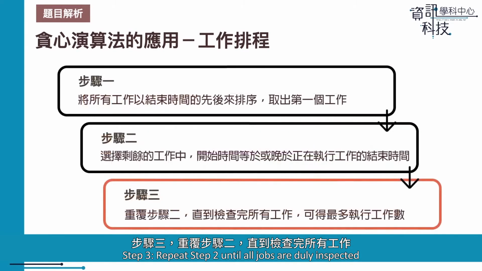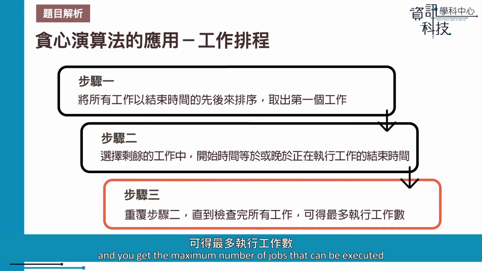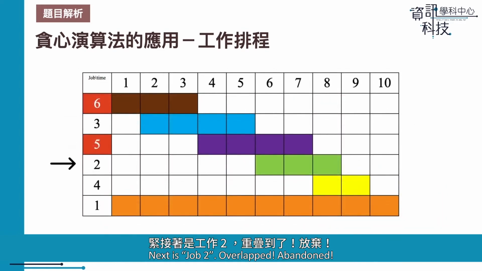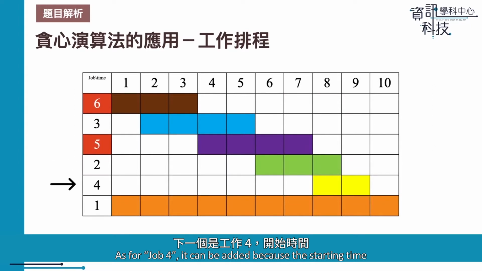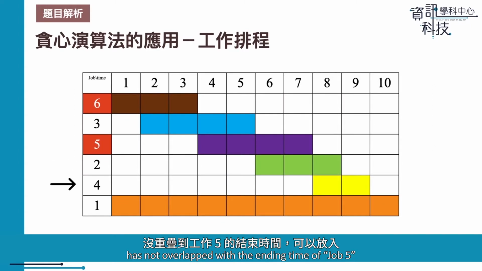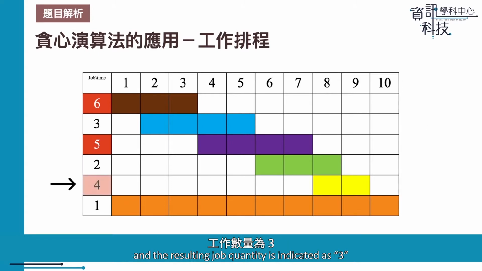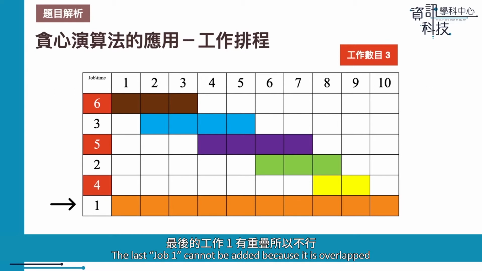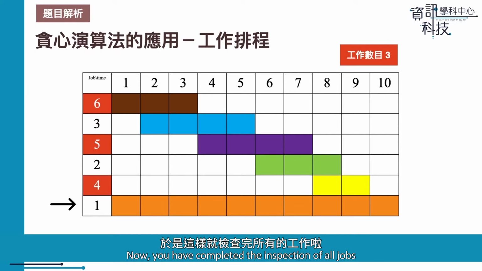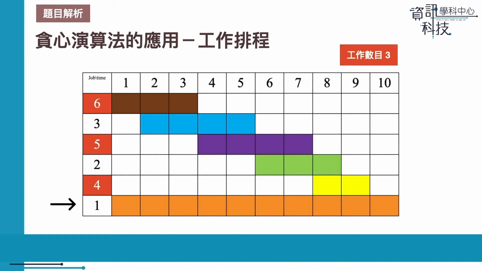Step 3. Repeat step 2 until all jobs are duly inspected and you get the maximum number of jobs that can be executed. Next is job 2, overlapped, abandoned. As for job 4, it can be added because the starting time has not overlapped with the ending time of job 5, and the resulting job quantity is indicated as 3. The last job 1 cannot be added because it is overlapped. Now you have completed the inspection of all jobs.